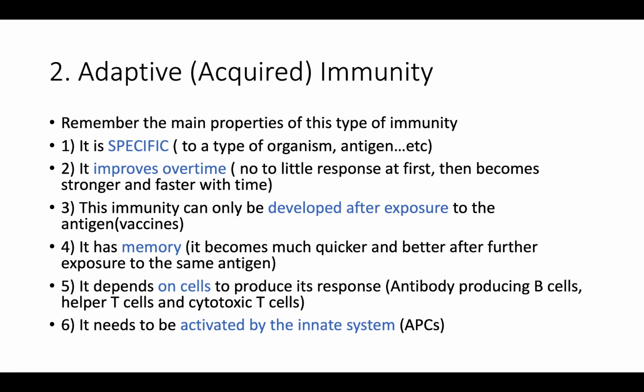Adaptive immunity. Now we start talking about adaptive immunity and its main properties. It is specific, so it works against a specific organism, for example influenza H1N1 only. You will not be immune to all influenzas, only H1N1. It improves over time, so every time you meet H1N1, you will be stronger and stronger and better.